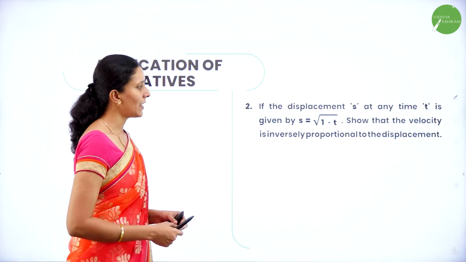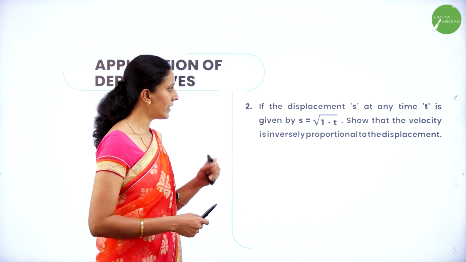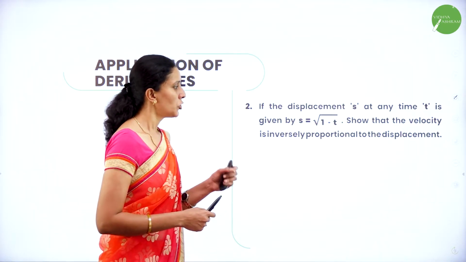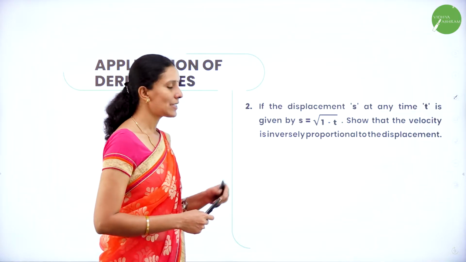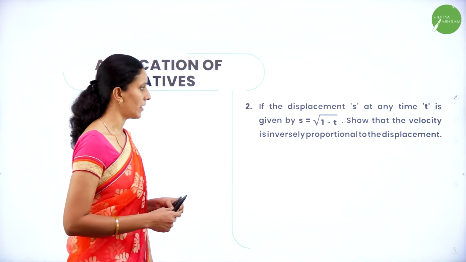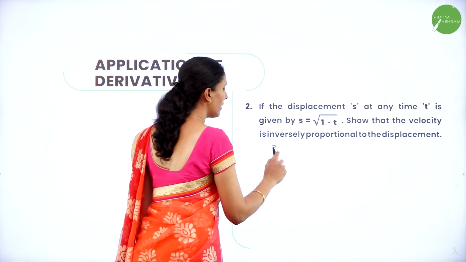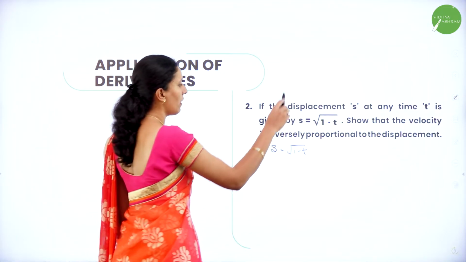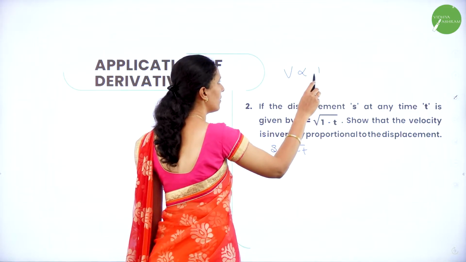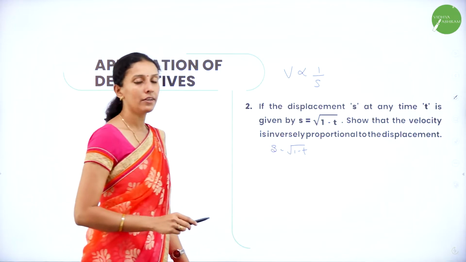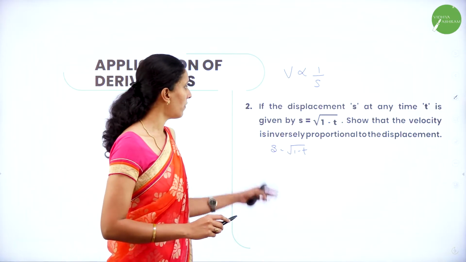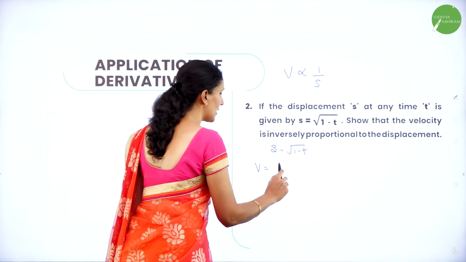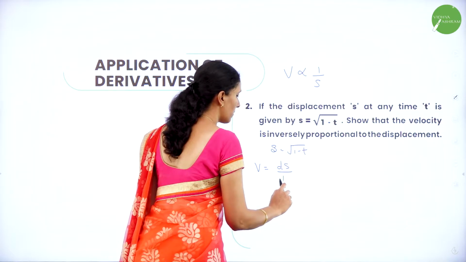Next, if the displacement s at any time t is given by s = root of 1 minus t, show that the velocity is inversely proportional to the displacement. So here we are given s = root of 1 minus t. We should show that the velocity is inversely proportional to the displacement of the body. We know v is nothing but the change in displacement.